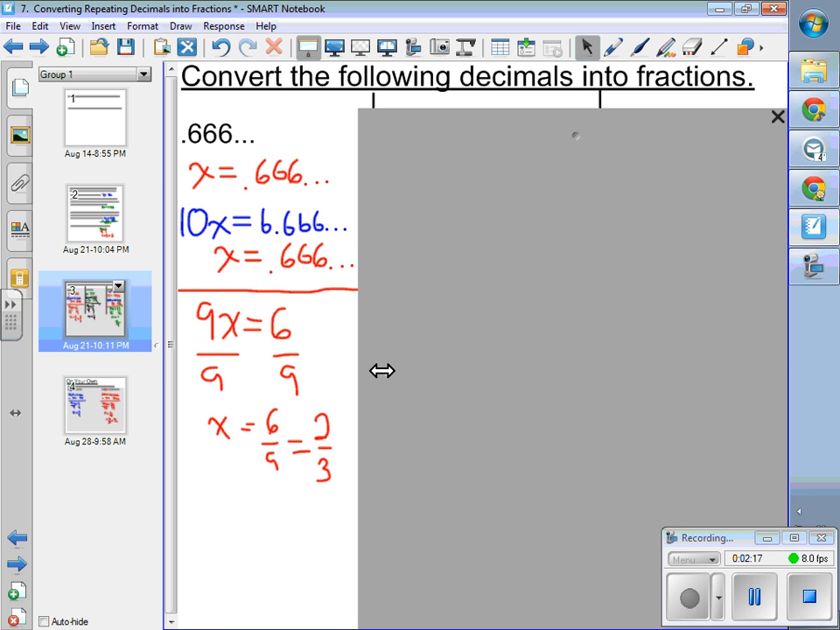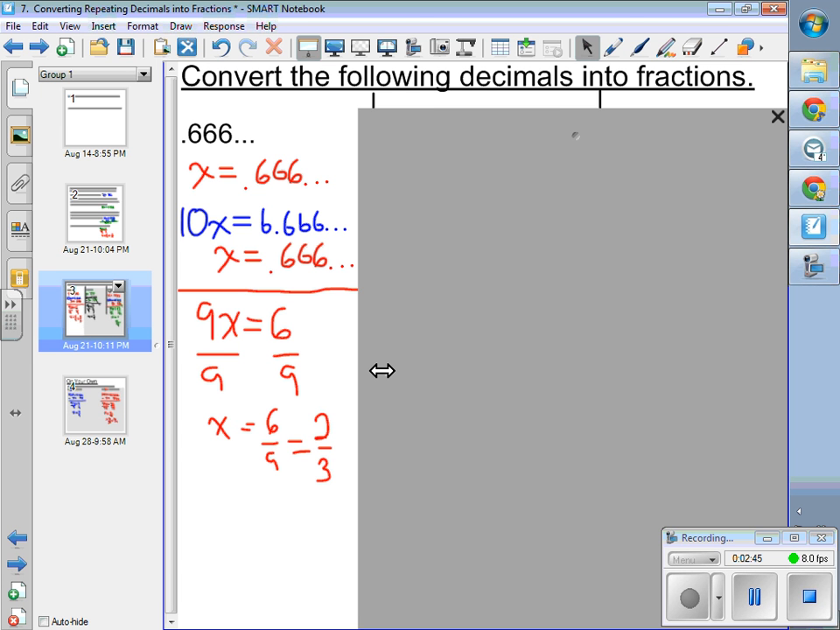All right, so we have our first one. We have 0.666, etc. x is equal to 0.666. 10x is equal to 6.666. So we subtract, sorry, I forgot the subtraction sign. 10x equals 6.66 minus x equals 0.66. So we subtract 10x minus x and get 9x.